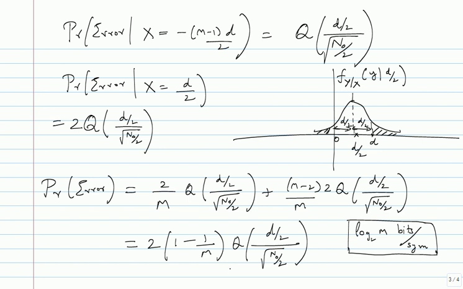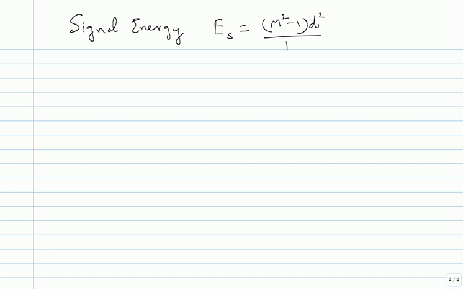The reason is what we are more interested in is transmit power, and d is also related to the transmit power. So I think I wrote down this relation yesterday, but I may not remember it very exactly. So signal energy ES worked out to what? Some m squared minus 1 d squared by 12. Am I right? Okay.